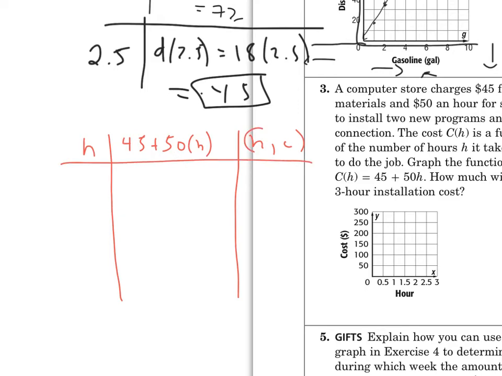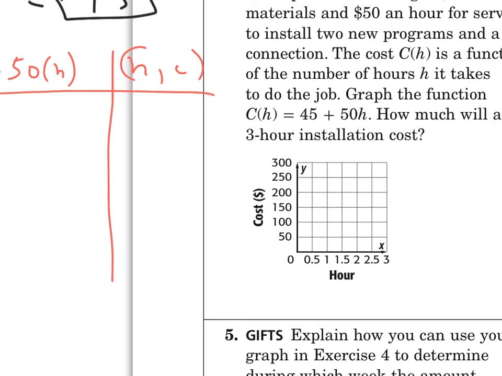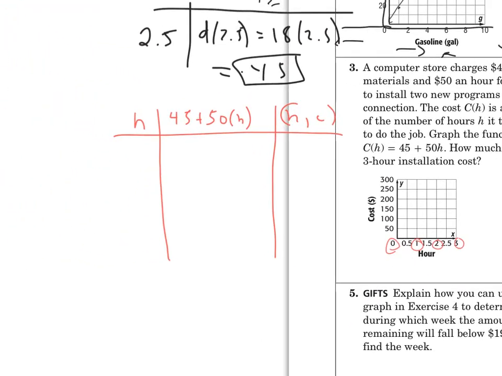Okay? What I'm thinking, looking at this graph, is I want to plot 0, 1, 2, and 3 as the numbers to make the math easy. So if I put in 0, I get 45 plus 50 times 0, which is 45 plus 0, so 45. So it's the point (0, 45).